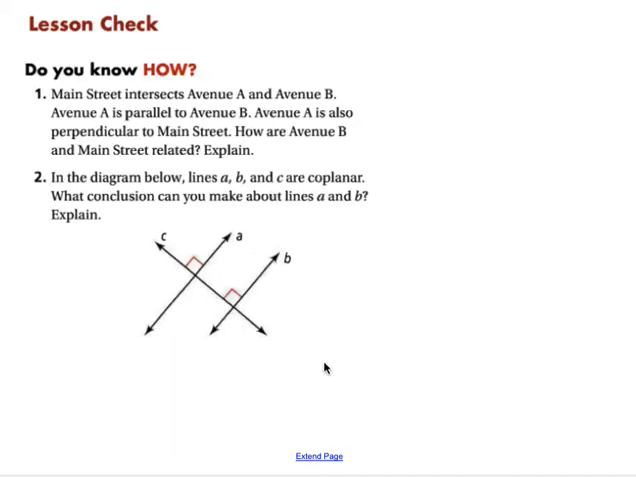Here's a lesson check for you. Please work on these two problems and bring your answers to class.